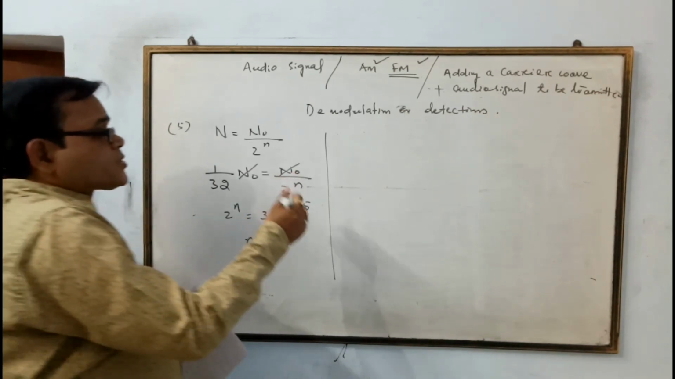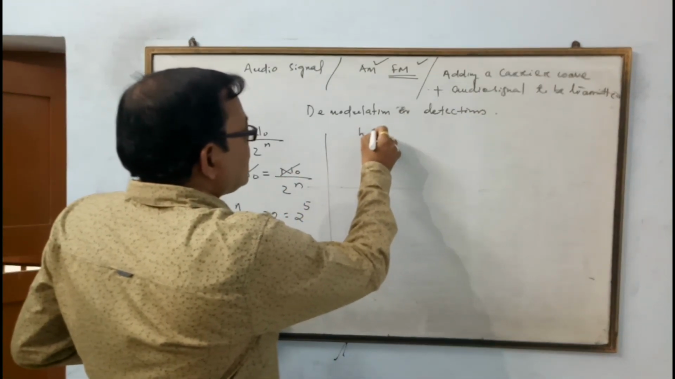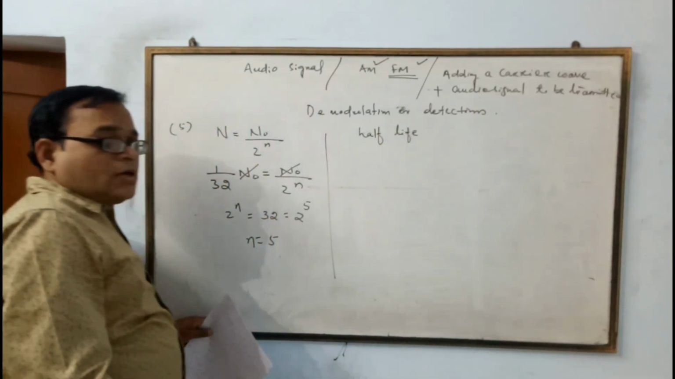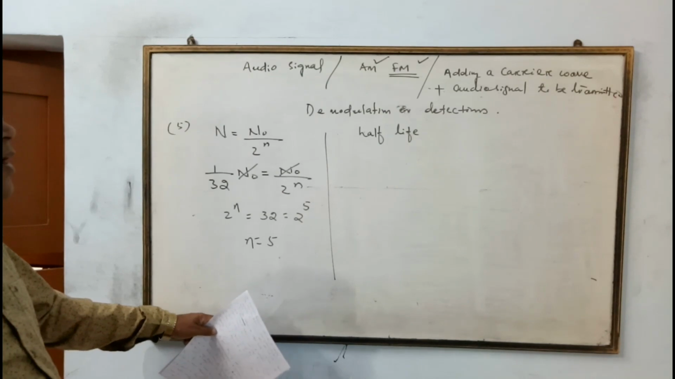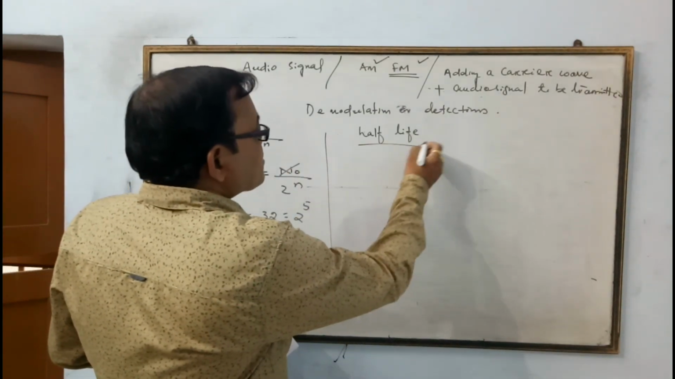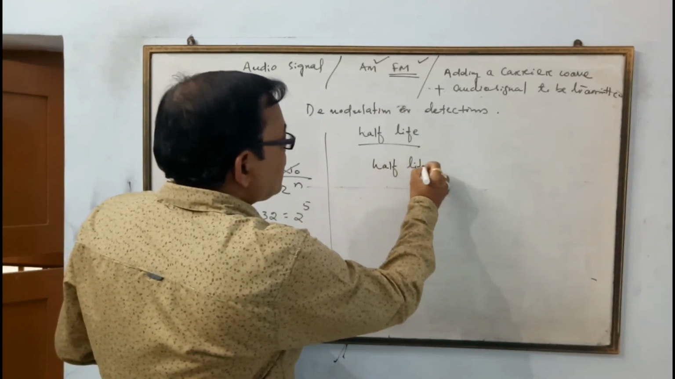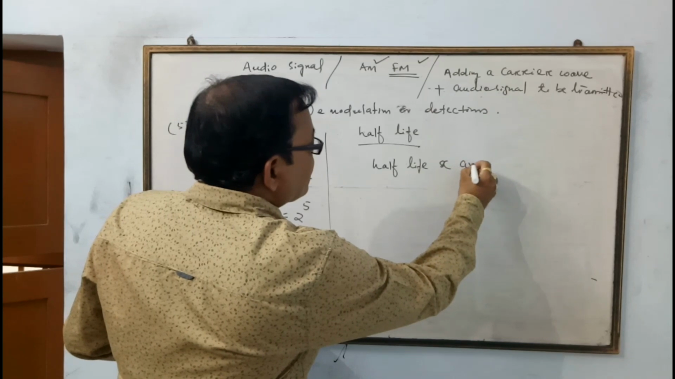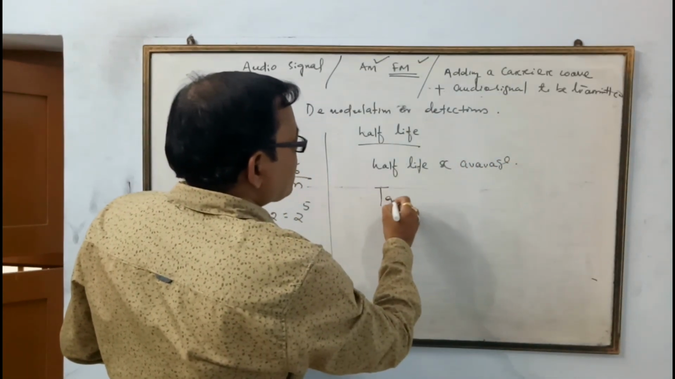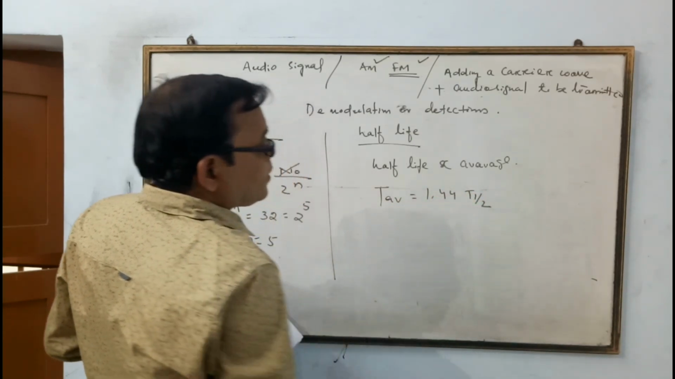Then the related question is, what is half-life period? It is the time taken by the radioactive substance to decay to half of its present value. What is the relation between the half-life and average life? T average equal to 1.44 into T half.